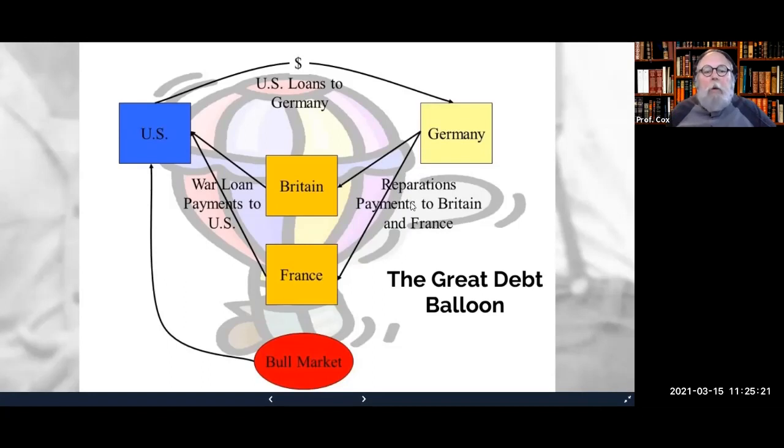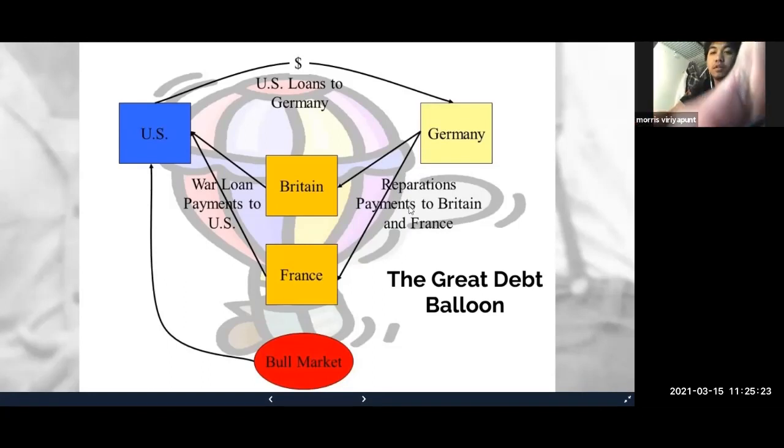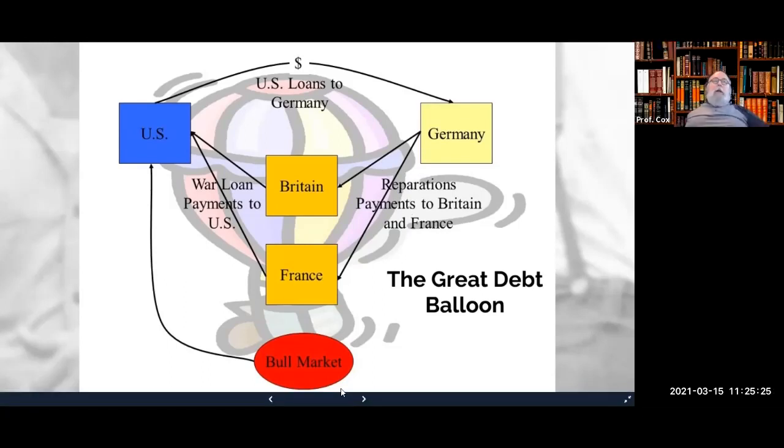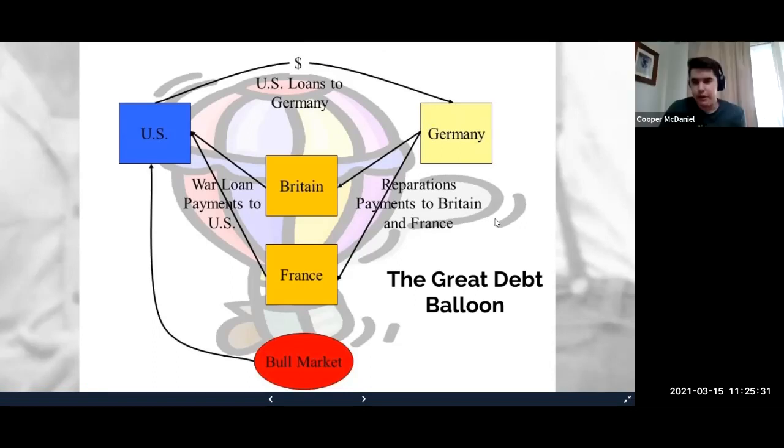Well, you can't rob a bank, right? You have to get loans from other countries. Now, in this scenario, if I'm Germany, who am I going to borrow money from? The people with all the money, the U.S. The United States, exactly.